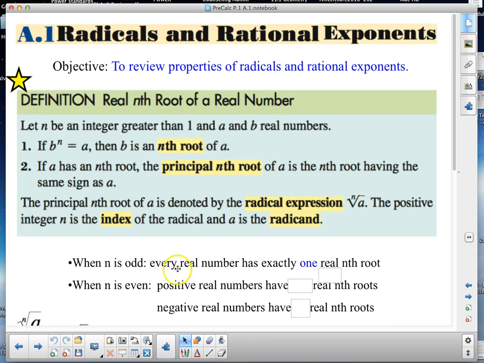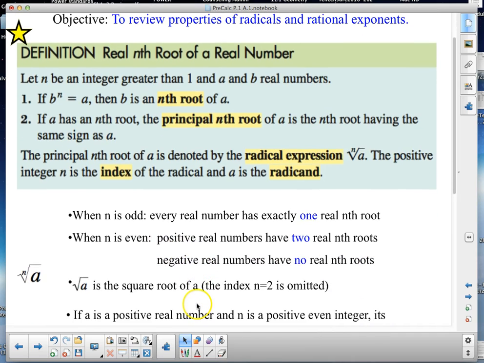When n is odd, every real number has exactly one real nth root. When n is even, positive real numbers have two real nth roots. When n is even, negative real numbers have no real nth roots. So keep those rules in mind as we're going through. The square root of a is written without the index, since the index n equals 2 is omitted. So the index is 2.